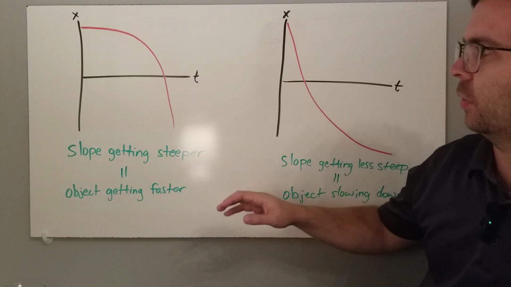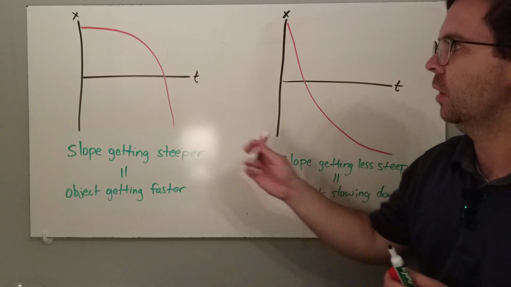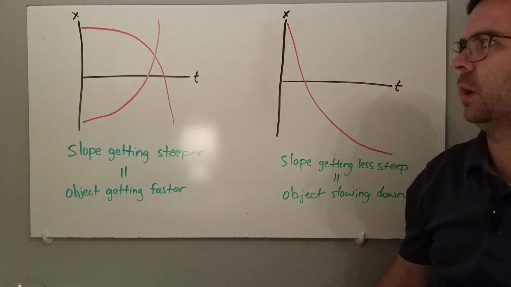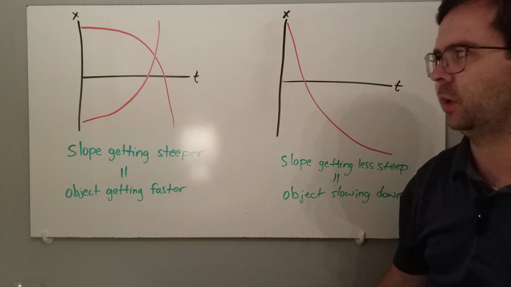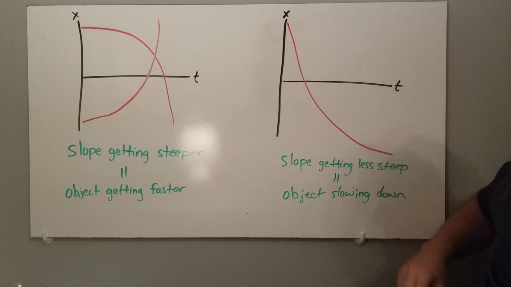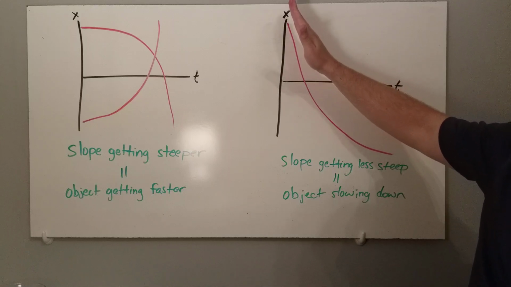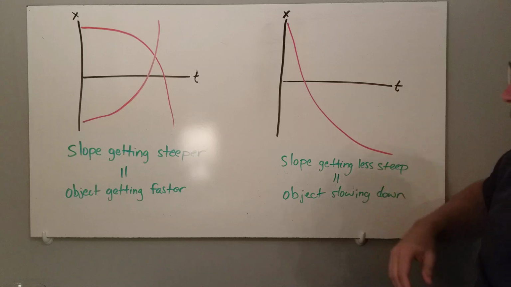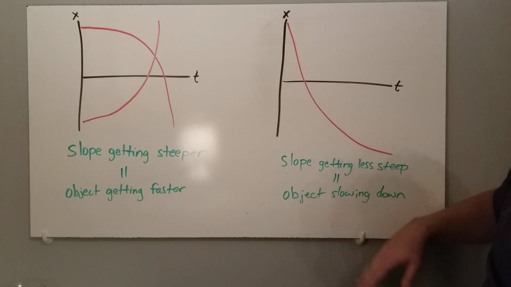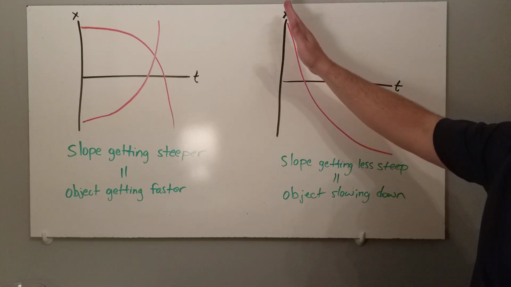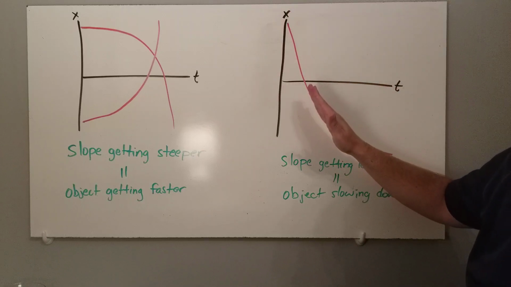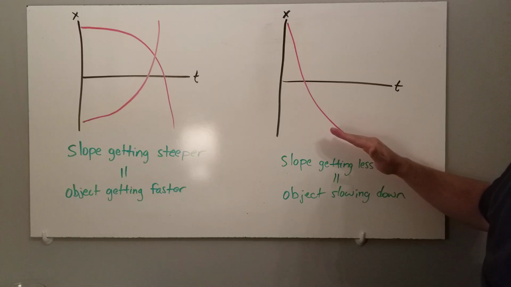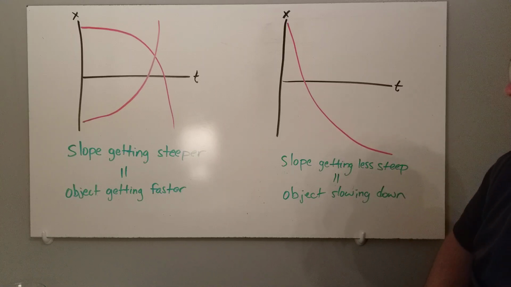We could also draw the same line going the other direction like this, where it's starting out slow, slow, slow, and then faster. Either way, it's telling us the object is getting faster. Over here, let's say the slope starts out really steep, but then it gets less and less steep. Then that's the opposite. The object is slowing down. So this object is going very fast in the negative direction, maybe to the left, and then it's slowing down, still moving left, but getting slower and slower.